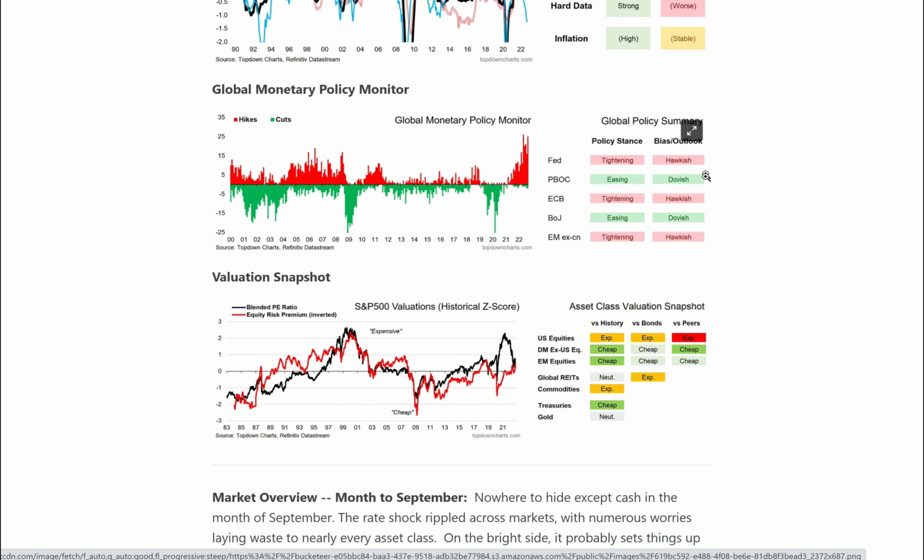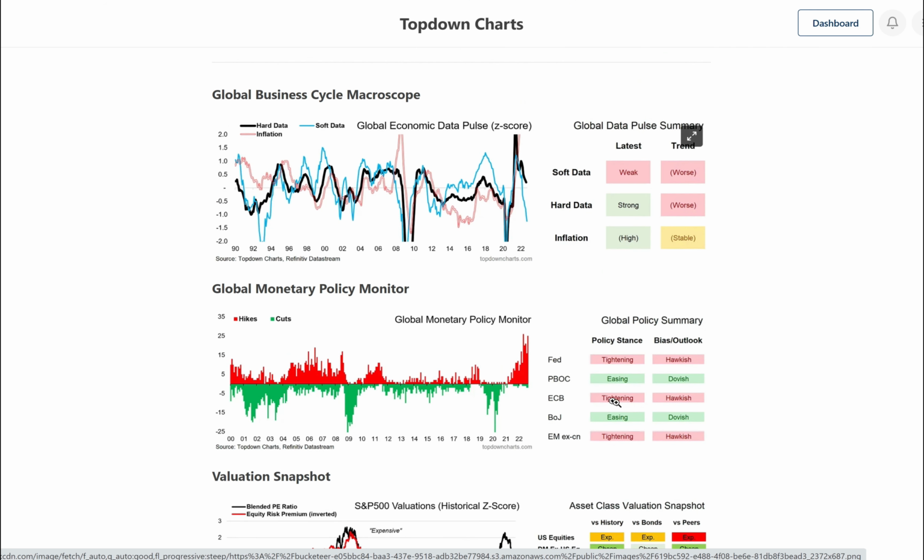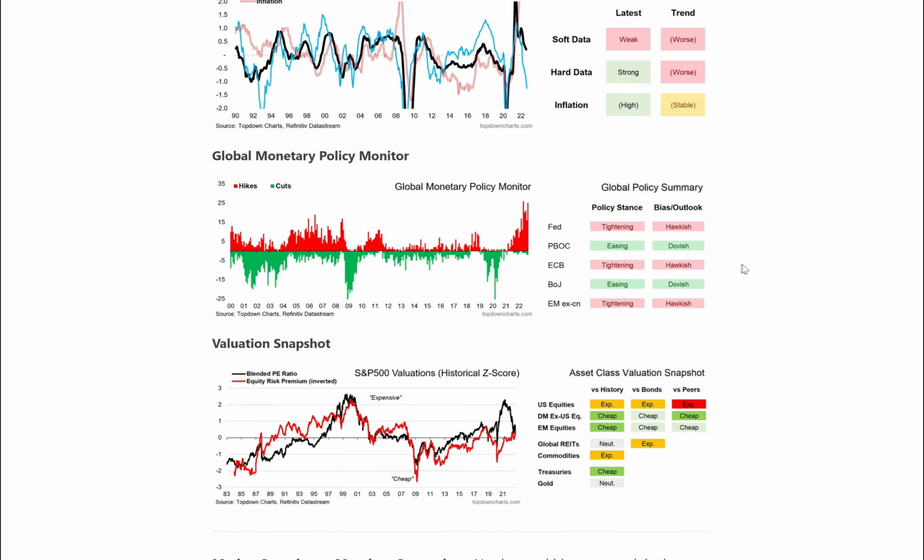At a high level, the more red you see on both of these two tables, the generally worse it is for risk assets, and the more green it is, generally the better.